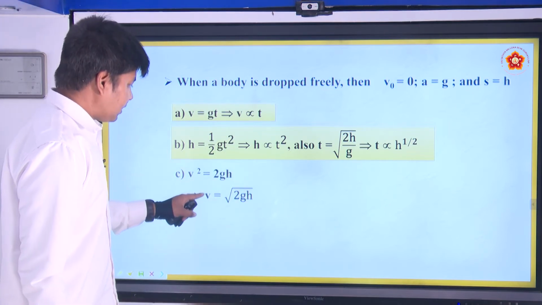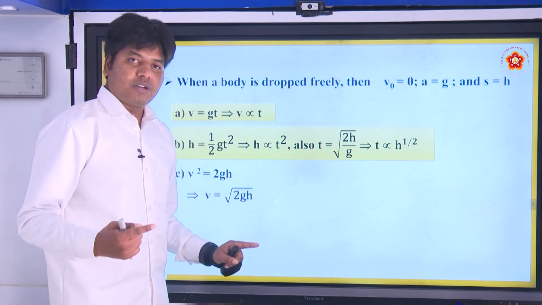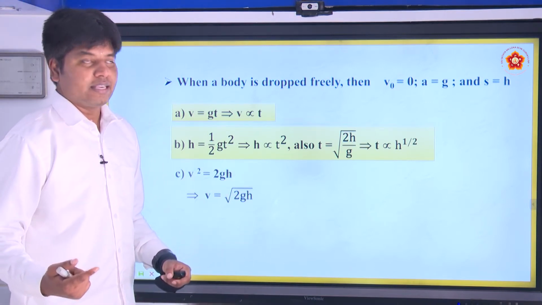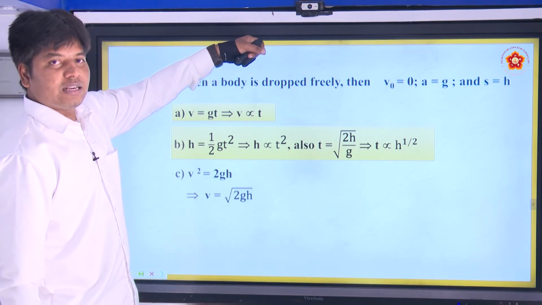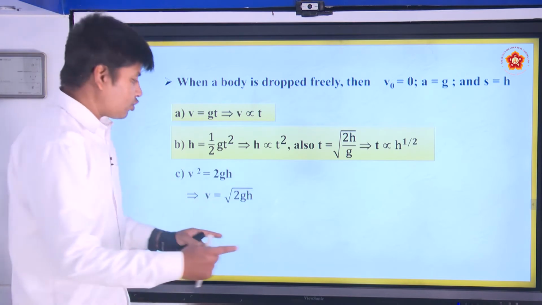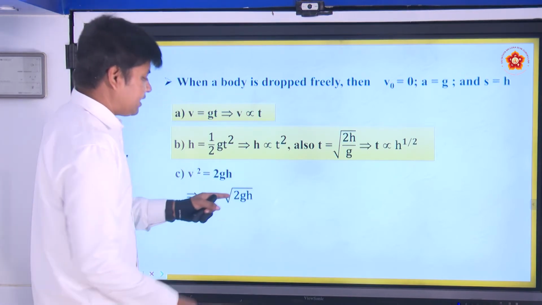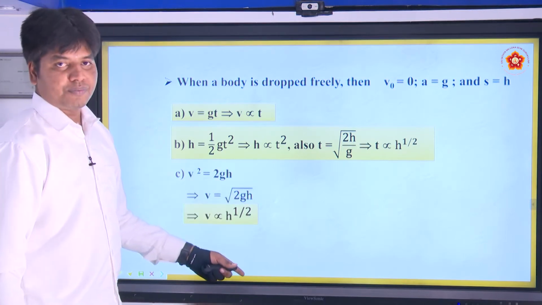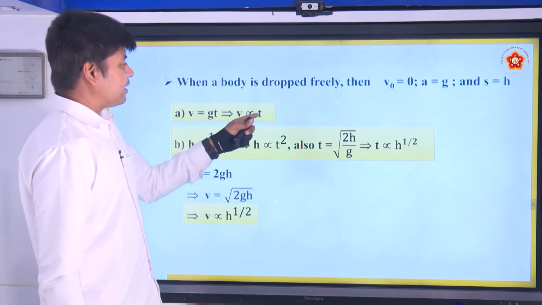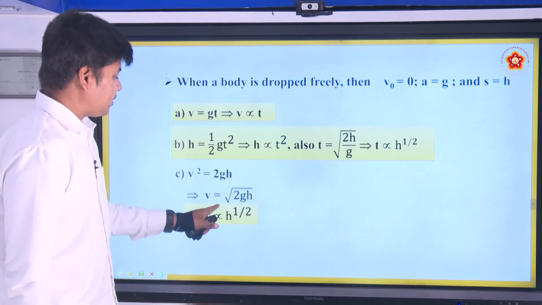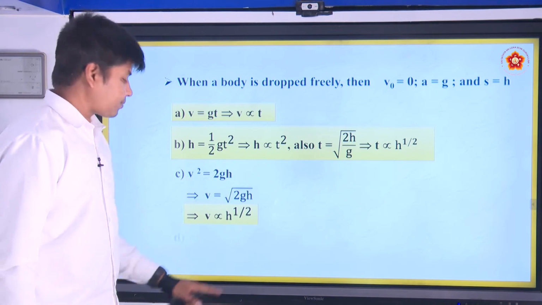Here when the height is more, you also have more velocity, right? If I drop something from a greater height, it attains more velocity, but it is not linear. It is changing with the square root of h, right? h power 1 by 2. Here it is directly proportional to t, but it is directly proportional to square root of h.